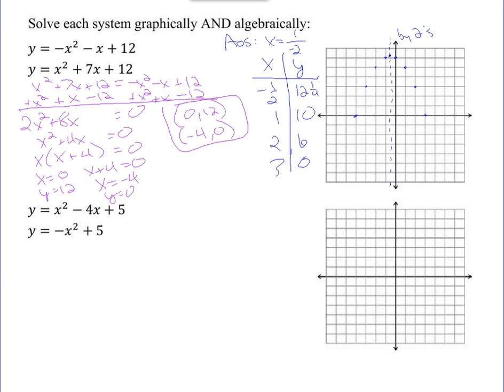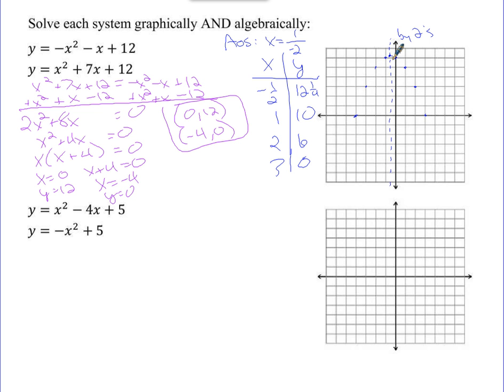So this is where we left off. We found our axis of symmetry because we're in standard form for a quadratic equation. Axis of symmetry is x equals negative b over 2a. I have to find the y coordinate for the axis of symmetry. That gives me my vertex. I found it. It's 12 1/4. So I marked it.